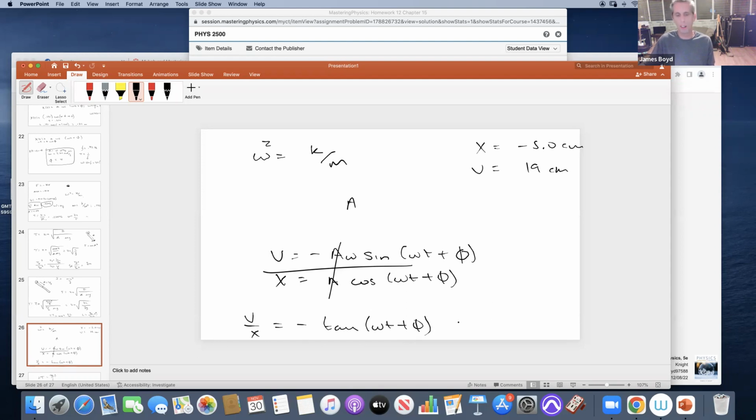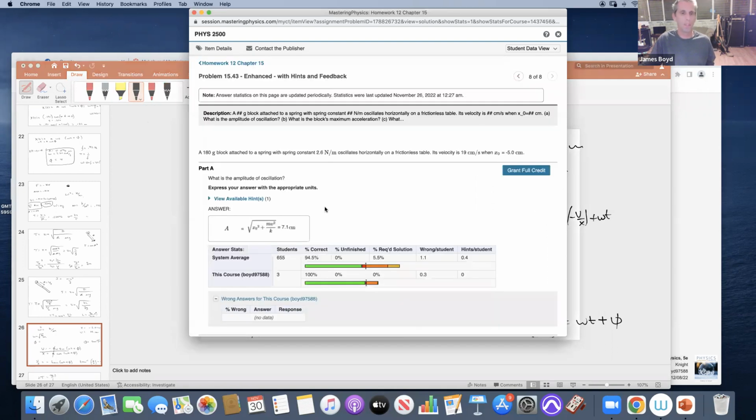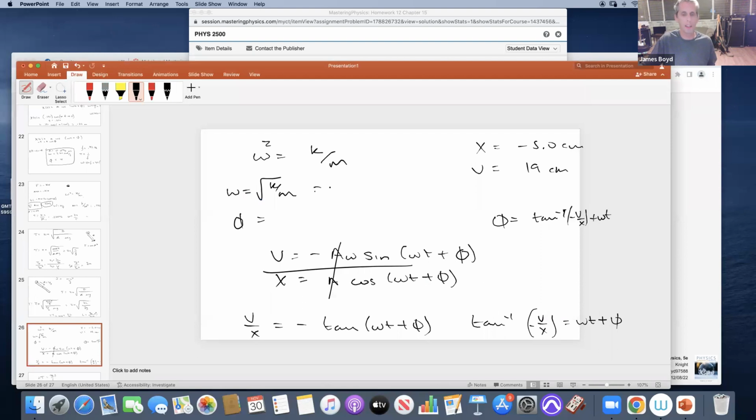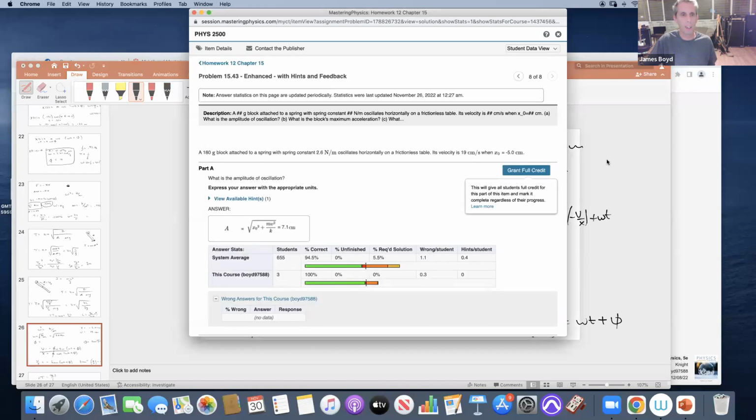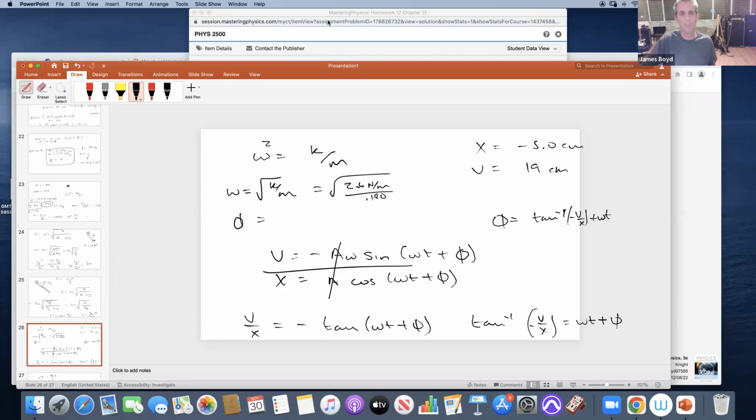If I then take the arctan of both sides, arctan of negative v over x is equal to omega t plus phi. Phi is equal to arctan of negative v over x minus omega t, where omega is equal to the square root of k over m. So let's find that first, and then we're going to find phi. So omega is k over m in the appropriate units, 2.6 Newton meters, and therefore m needs to be in kilograms, 180, so 0.180.